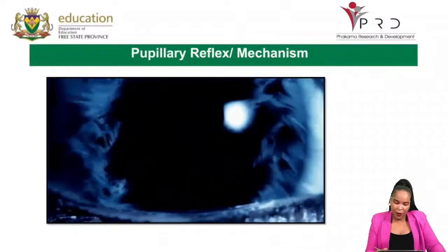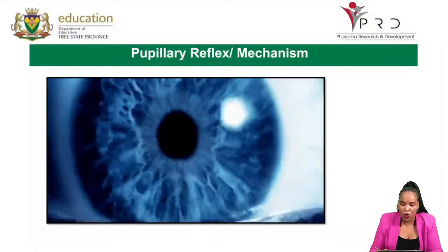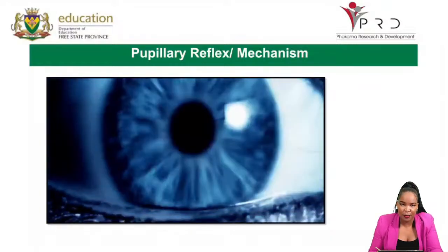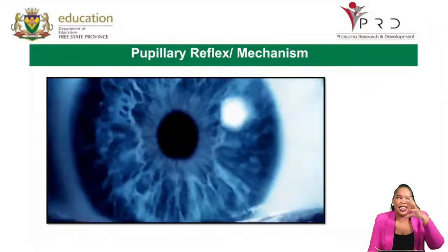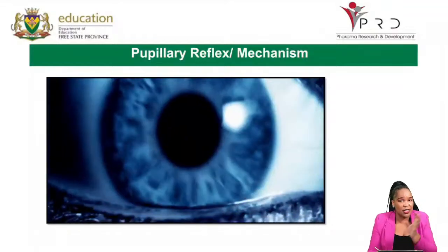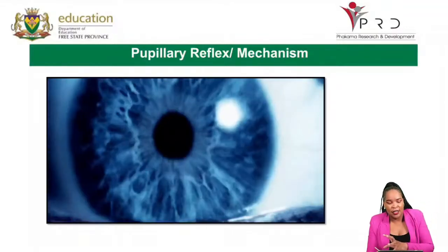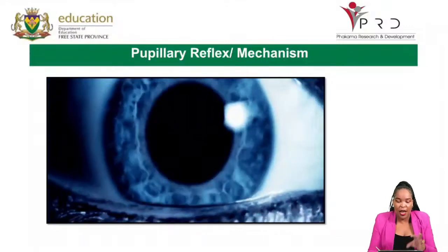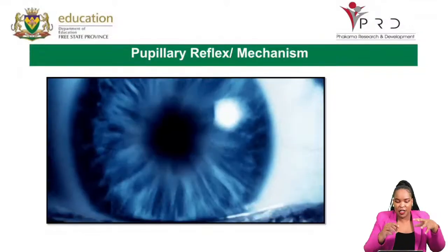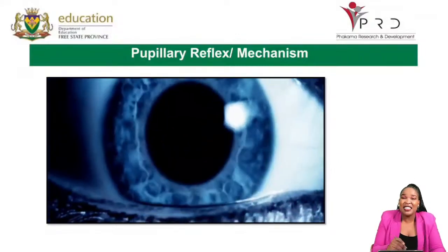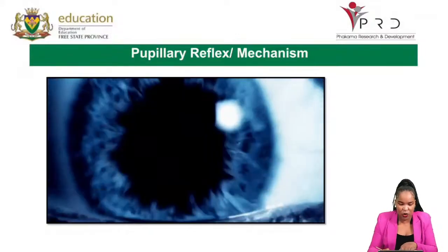So that is not the only thing that the eye does. The eye also plays a role in the pupillary mechanism. This works to accommodate dim light or bright light. So at night or during the day, what happens to the pupil? Remember, the pupil is the opening, but it is controlled by the muscles found on the colored part of the eye, which is the iris. So this is what is happening.